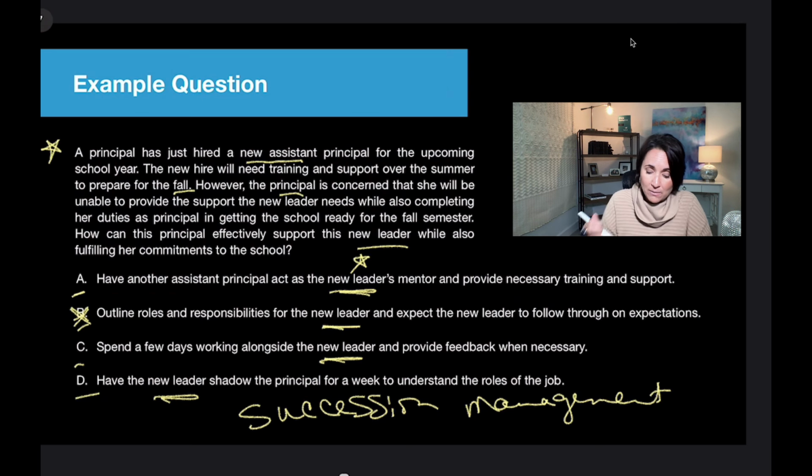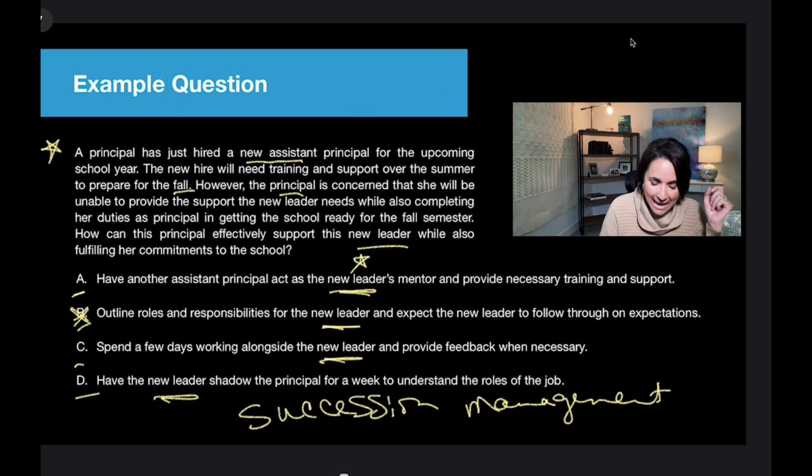Now, in this case, the principal is slammed. She has a lot going on for the fall semester. And to take time away from that and train a new employee would actually be bad for the school. You have to balance what you should and should not be doing. And sometimes it's hard because you sometimes just want to do everything yourself. I know a lot of you are like that. But it's very important that you use the staff, the leadership, and the resources in the building and empower people to also help in training new leaders.